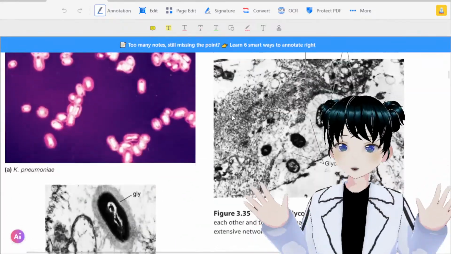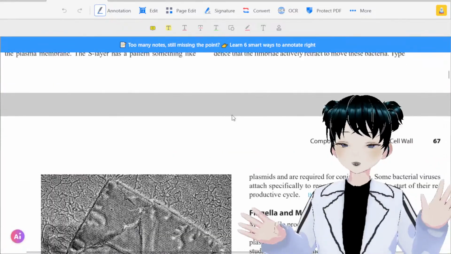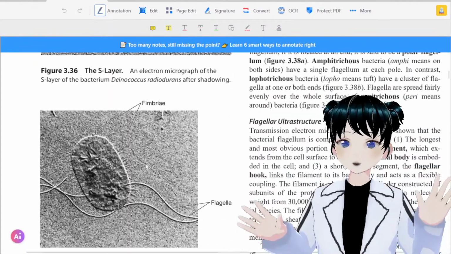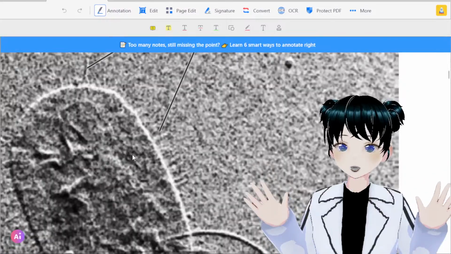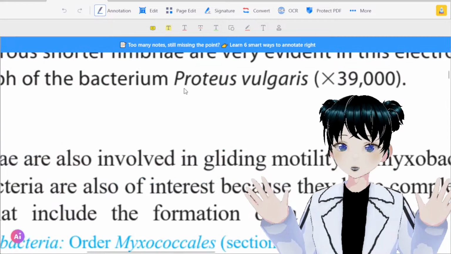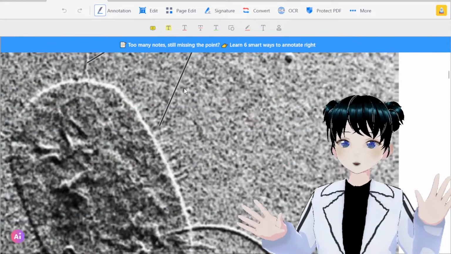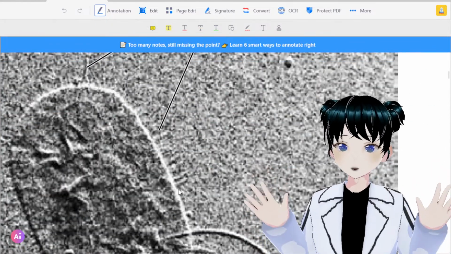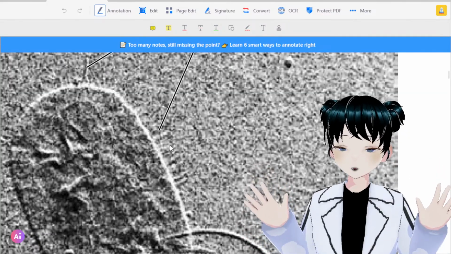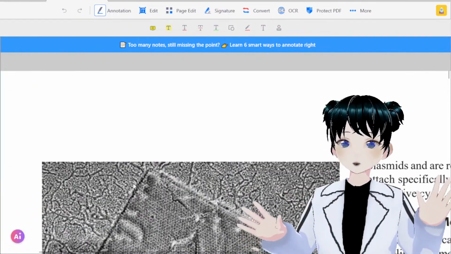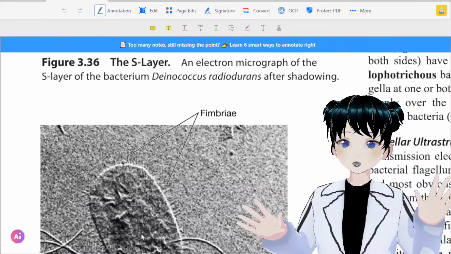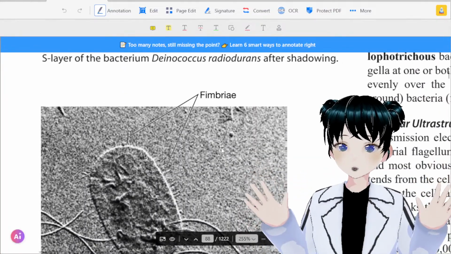Now wait, does this one have diagrams? Okay, so this is shown as S layer. Let's forget it. These are fimbriae. Oh, my crappy drawings, they actually had good pictures. Why did I torture you guys with my drawing? Here you can see these small, I'm sure you guys cannot see it because it's so mixed with the background. So these small structures around it, these are fimbriae.